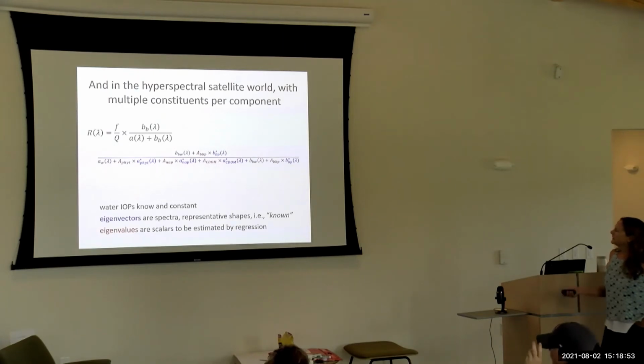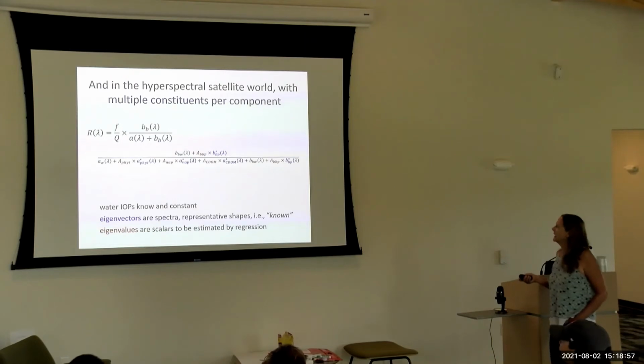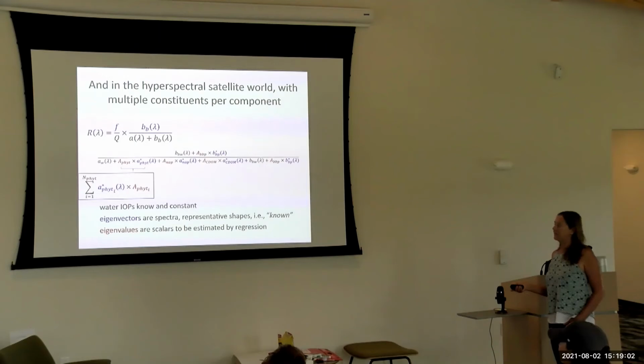So in the hyperspectral world, if you had multiple wavelengths, you could have multiple constituents per component. So your phytoplankton could be all of your phytoplankton.